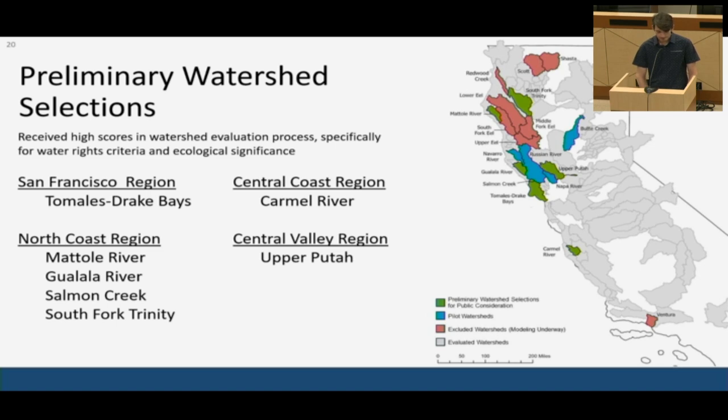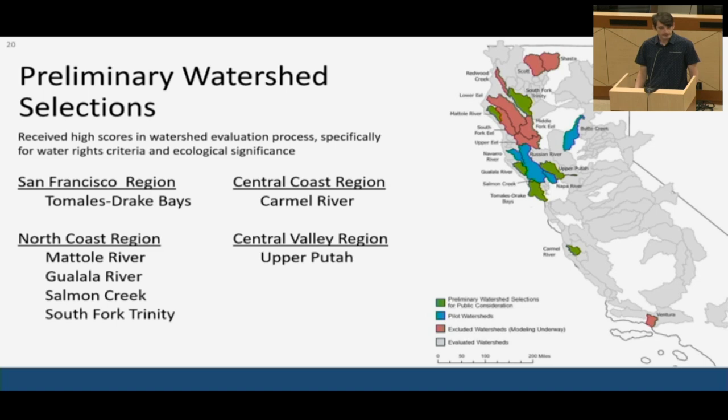This slide shows a map of the currently proposed preliminary watershed selections. The pilot watersheds, Navarro, Napa, and Butte, as well as the Russian River, which we are continuing to work on, are shown in blue. Watersheds where existing modeling efforts are shown in red, and they were excluded from consideration today. They include the Scott River, the Shasta River, Redwood Creek, Eel River, and the Ventura River.